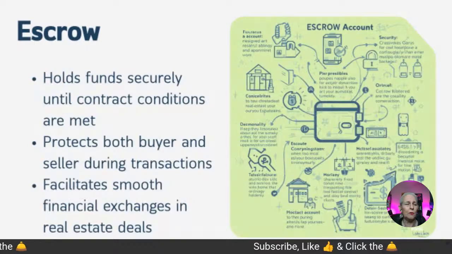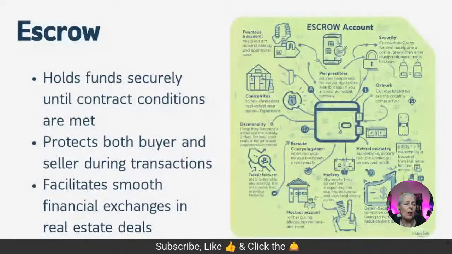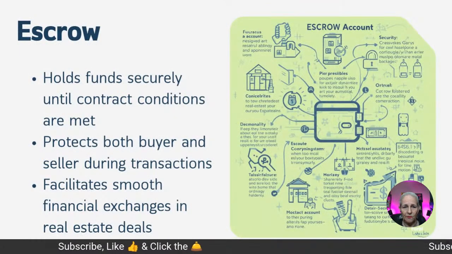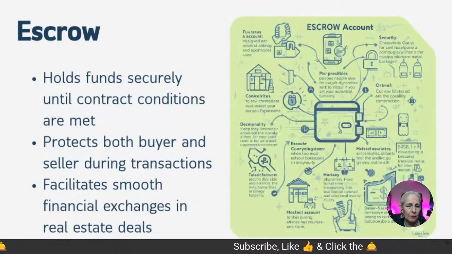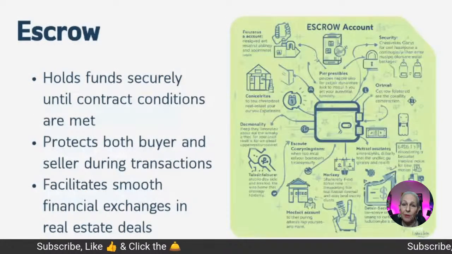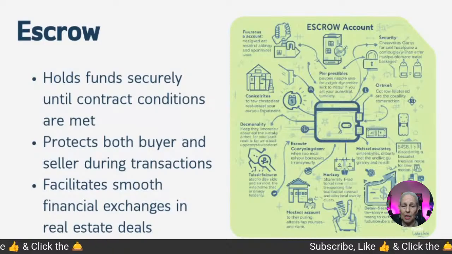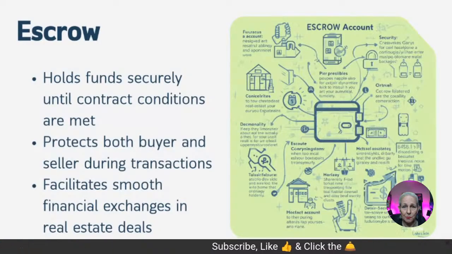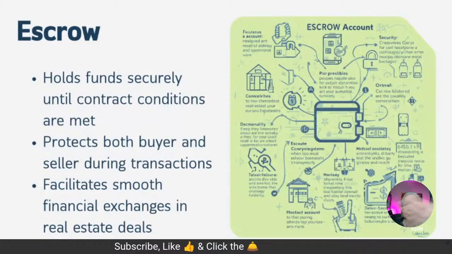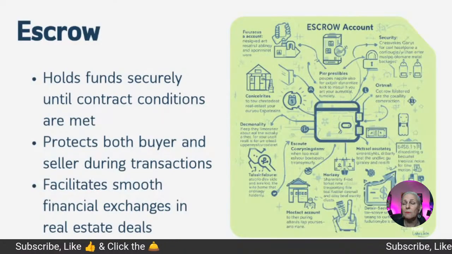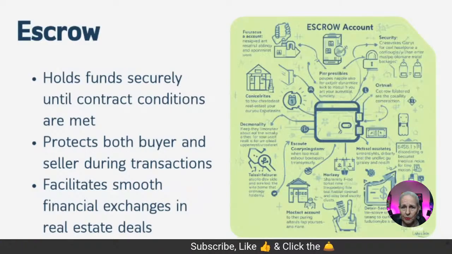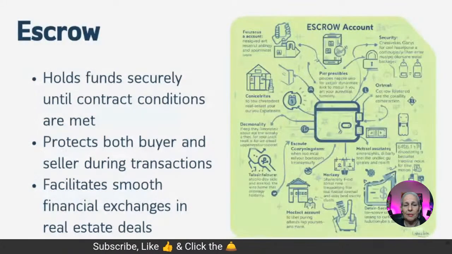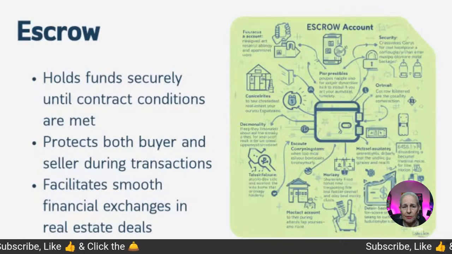And that escrow is applied to the down payment or whatever other expenses are involved, whatever the buyer decides to use that earnest money for. It's typically for the down payment or closing costs. It protects both buyer and seller during transactions. Okay, because the seller has a very serious buyer and they put up their good faith money. It's held by the title company, or it could be held by an attorney. The attorney can become the escrow company. They can also close transactions. And it facilitates smooth financial exchanges in real estate deals.